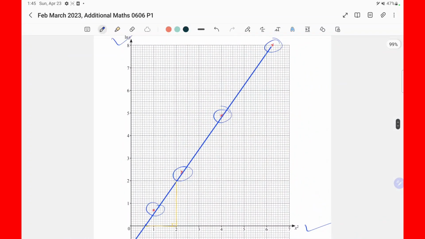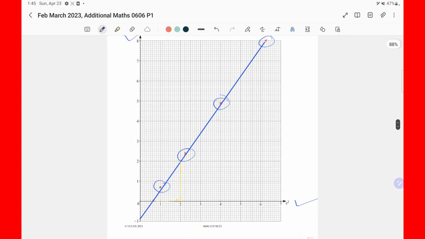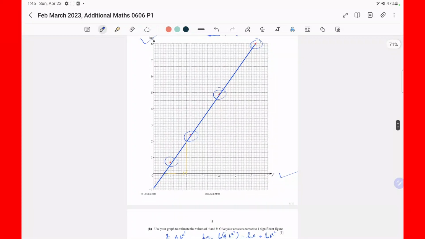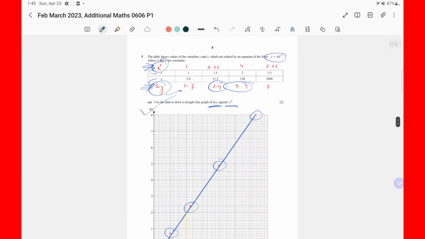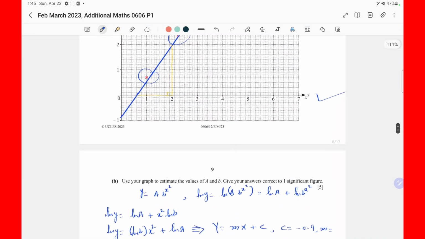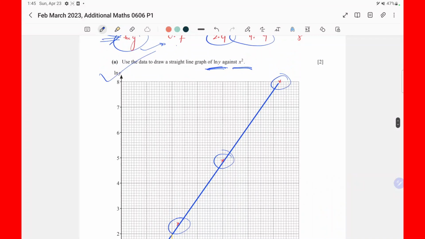So we have to precisely join these points together, okay? With the ruler. When you join these points, you will get this kind of a straight line. Fine. After getting this straight line, we have drawn that. Now use your graph to estimate values of a and b. Give your answers to correct one decimal. That's fine, easily we can do that.